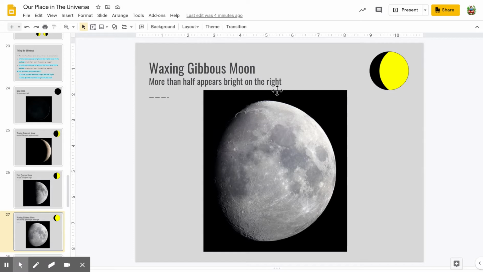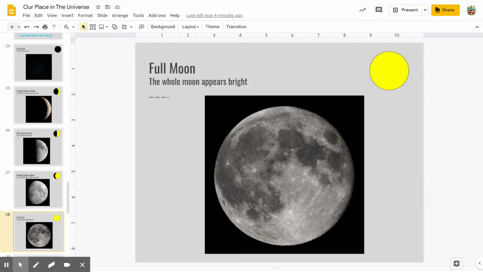And this big picture in the middle is what it would look like if we were looking at it in the night sky. The next one is a full moon. The entire moon is bright. Everything is going to be grand and wonderful. You're going to be able to see a little bit better at night because there's more light coming from the moon.